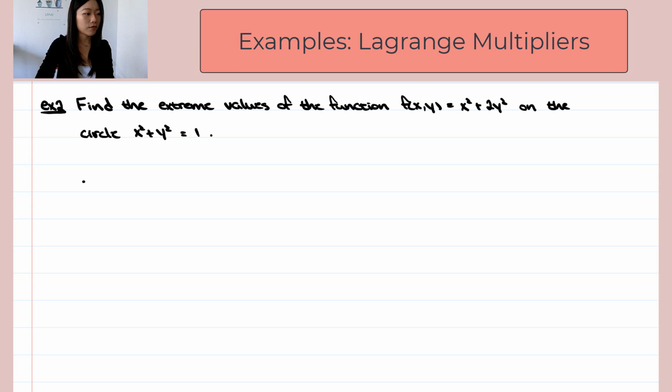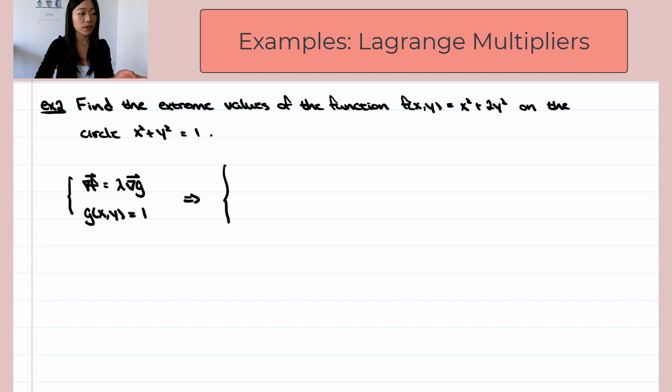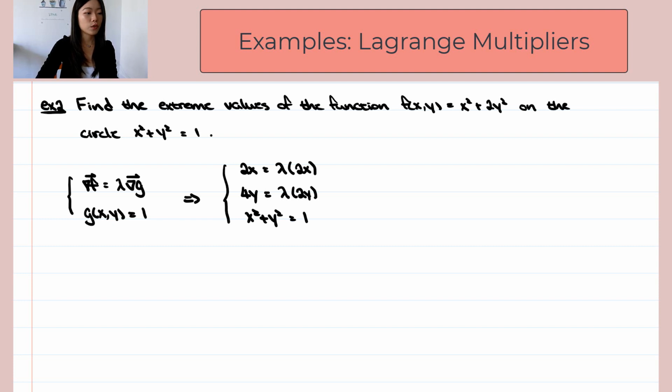The equations are the gradient of the function f equals the Lagrange multiplier, lambda, times the gradient of the constraint, g. And the last equation is the constraint, g of x and y equals the constant 1. So this gives us 3 equations. The first 2 equations are the x and y components of the first equation. That is f sub x, which is 2x, equals lambda times g sub x, that is 2x. Then the y component, f sub y, we get 4y equals lambda times g sub y, that is 2y. And the third equation, the constraint, is x squared plus y squared equals 1. Let's call them equations 1 to 3.